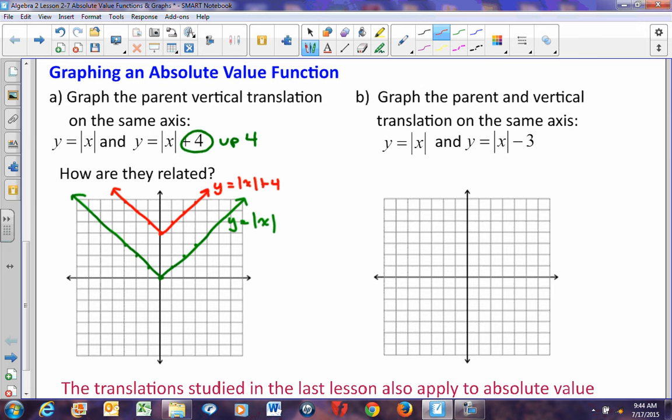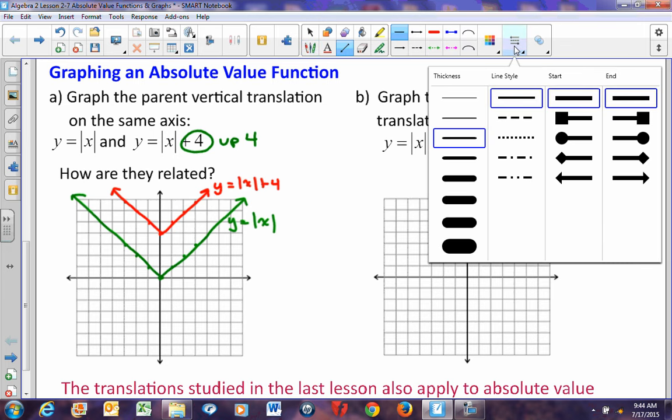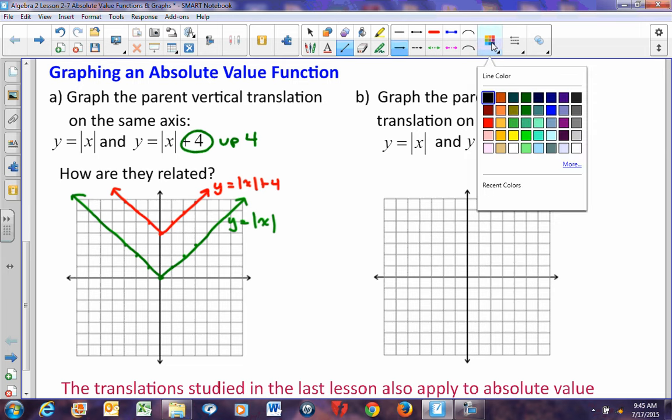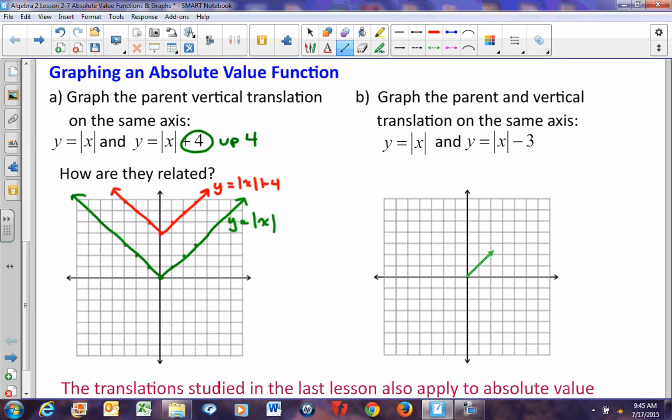If I was to graph again y equals the absolute value of x, let's see if I can draw a better line here. There we go. That's much better. Absolute value graph. A little straighter.